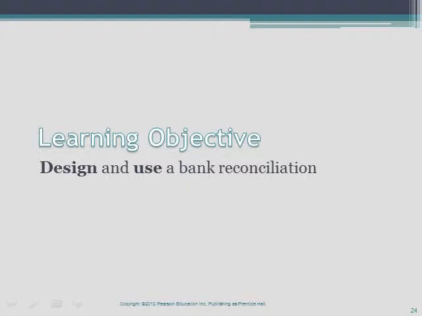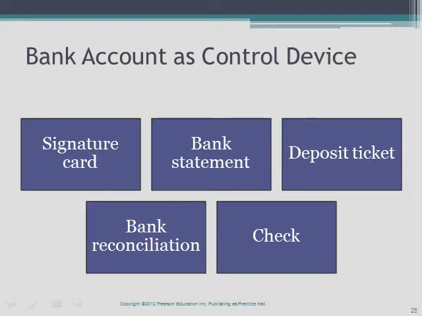So now we want to talk a little bit about the design and use of a bank reconciliation. Cash is the most liquid asset, and because cash is the most liquid asset and medium of exchange, it's easy to conceal and relatively easy to steal. As a result, most businesses create specific controls for cash. Keeping cash in a bank account helps control cash because banks have established practices for safeguarding customers' money.